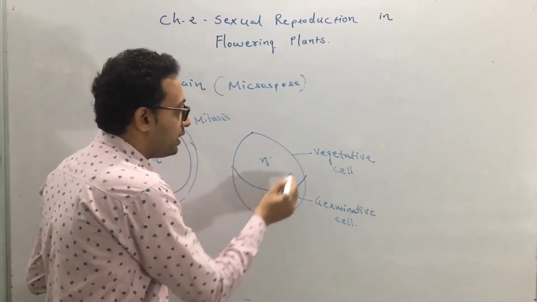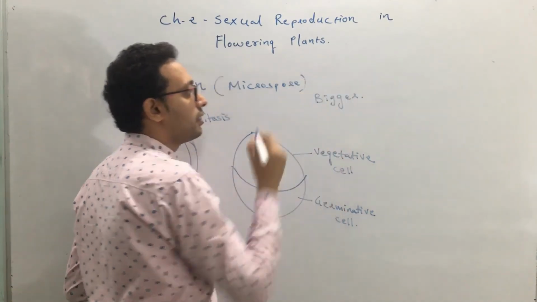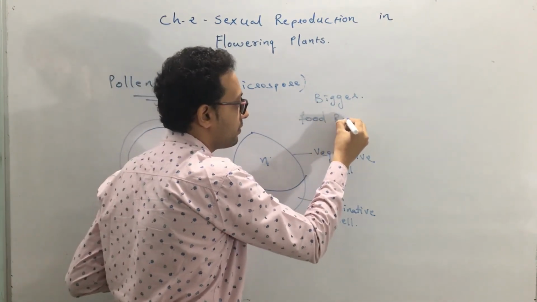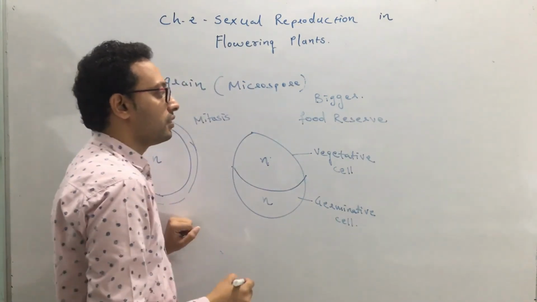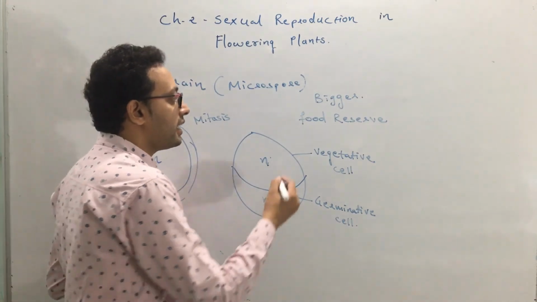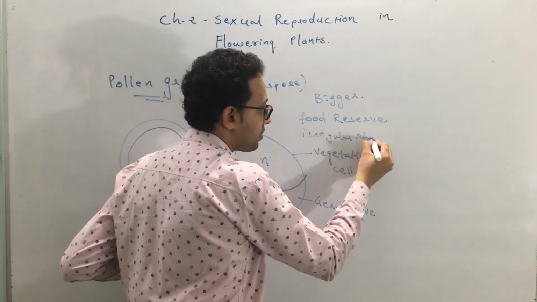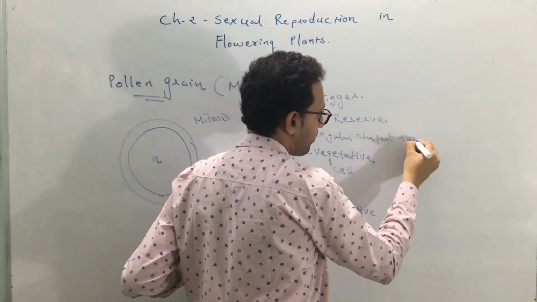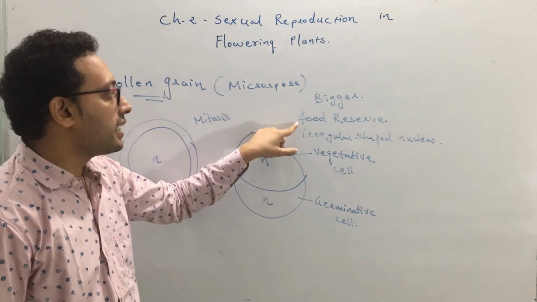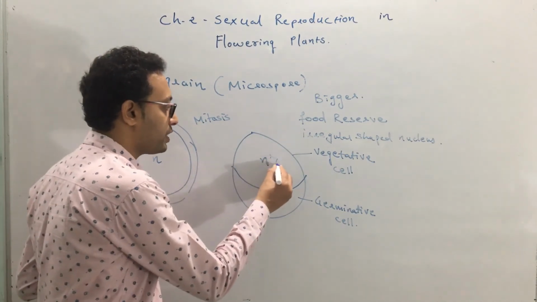The vegetative cell is bigger in size. Apart from that, it has a large food reserve. It contains a lot of food, and this food is supplied to the male gamete for its survival. And it has an irregularly shaped nucleus. So the characteristics of the vegetative cell are: it is bigger, it contains a large quantity of food reserve, and it has an irregularly shaped nucleus.